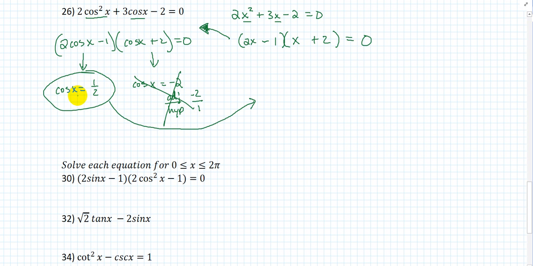And let's go ahead and on our bow tie graphs, when do we have cosine 1 over 2? Well, we have it here, 1 over 2, and then we also have it here, 1 over 2. And so we got this angle, and we also have this angle right here.